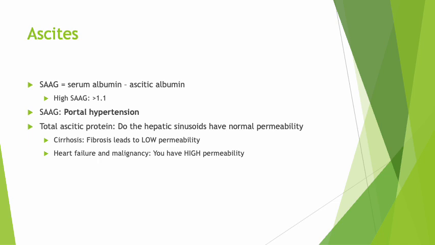Meanwhile, for cirrhosis, you'll also have portal hypertension, but the hepatic sinusoids themselves are going to be fibrosed, so you won't have as good permeability, so the total ascitic protein will be low. And feel free to go through the slide a couple of times, but it's helpful to think about the total ascitic protein as the permeability of the hepatic sinusoids, while the SAAG is going to be portal hypertension.